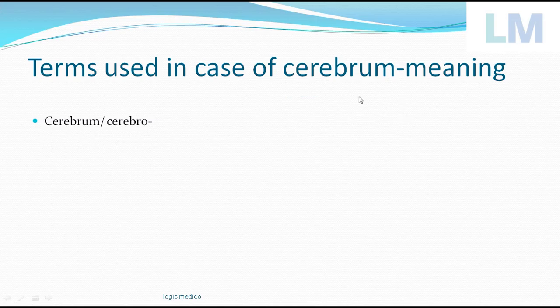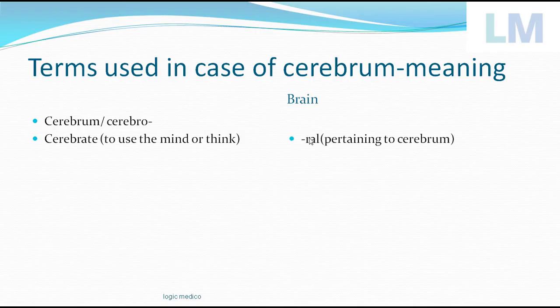In continuation with cerebrum. Cerebrum means a large brain. Cerebrate means we use something to mind or think. So what do you use to mind or think? Obviously it's the brain or the largest brain, which is above the brain stem, that is cerebrum. Cerebral is pertaining to cerebrum.